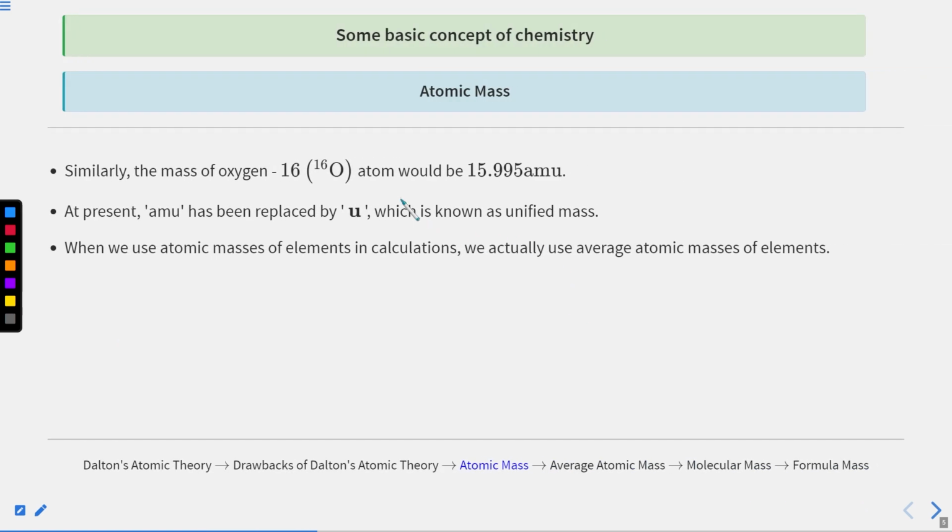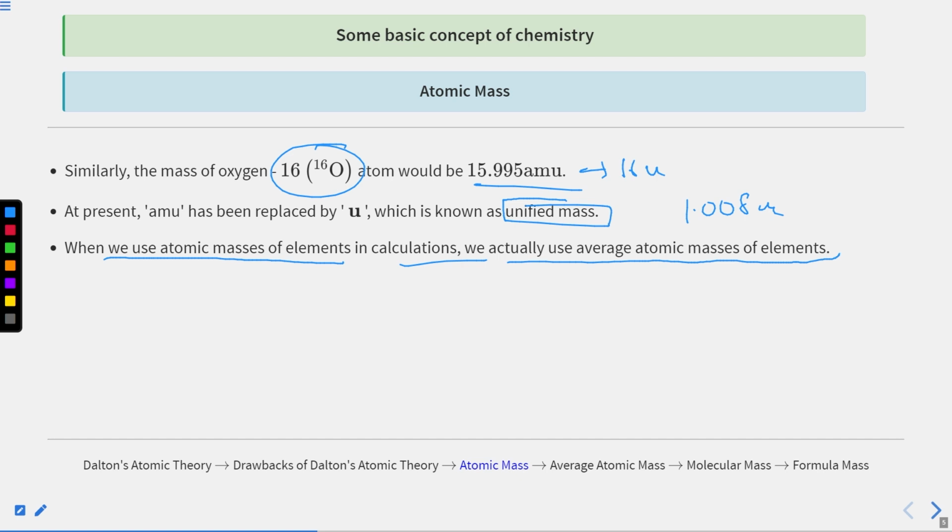Similarly, we have calculated the mass of oxygen atom as 15.995, which is often approximated to 16, but now it is used as U. So this is abbreviated as U rather than AMU. We have U, that is called unified mass. So hydrogen will have 1.008 U atomic mass of hydrogen. So when we use atomic masses of elements in calculation, we actually use average atomic mass. This is a very important point.